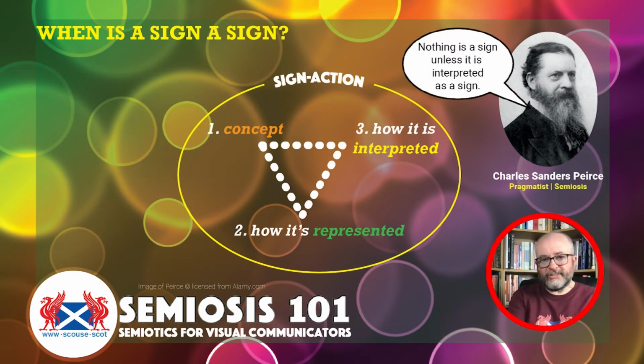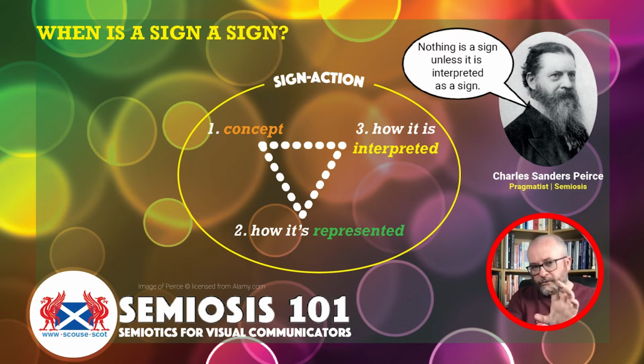So let's just remind ourselves of semiosis, sign action. Peirce calls it semiosis. That's his word for sign action. And the determination flow of how sign action works from a Peircean point of view is we start off with the concept to be communicated. Peirce calls it the object.